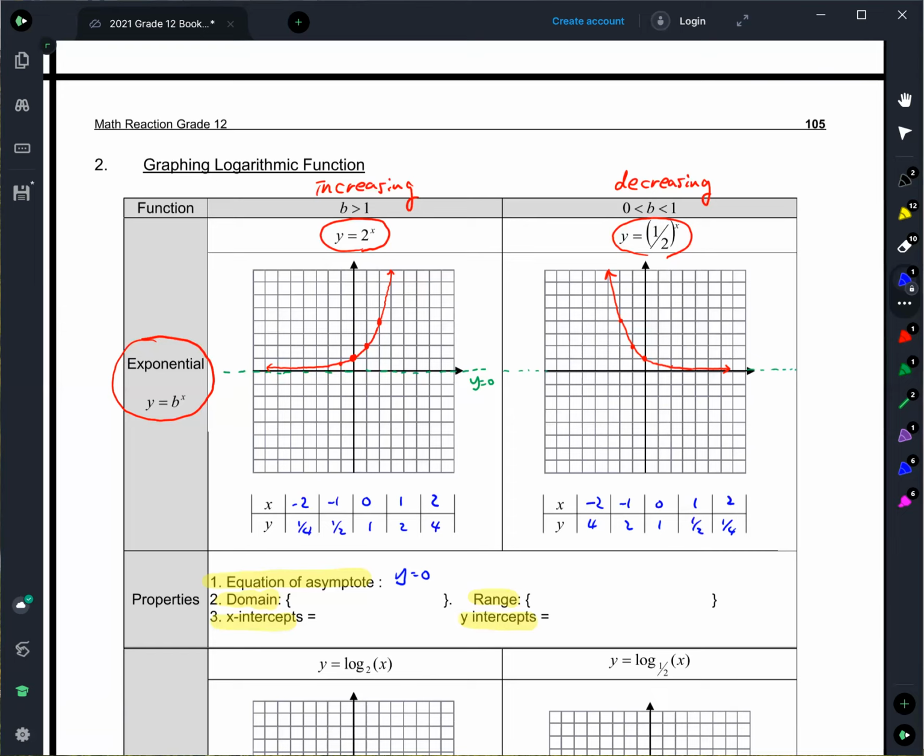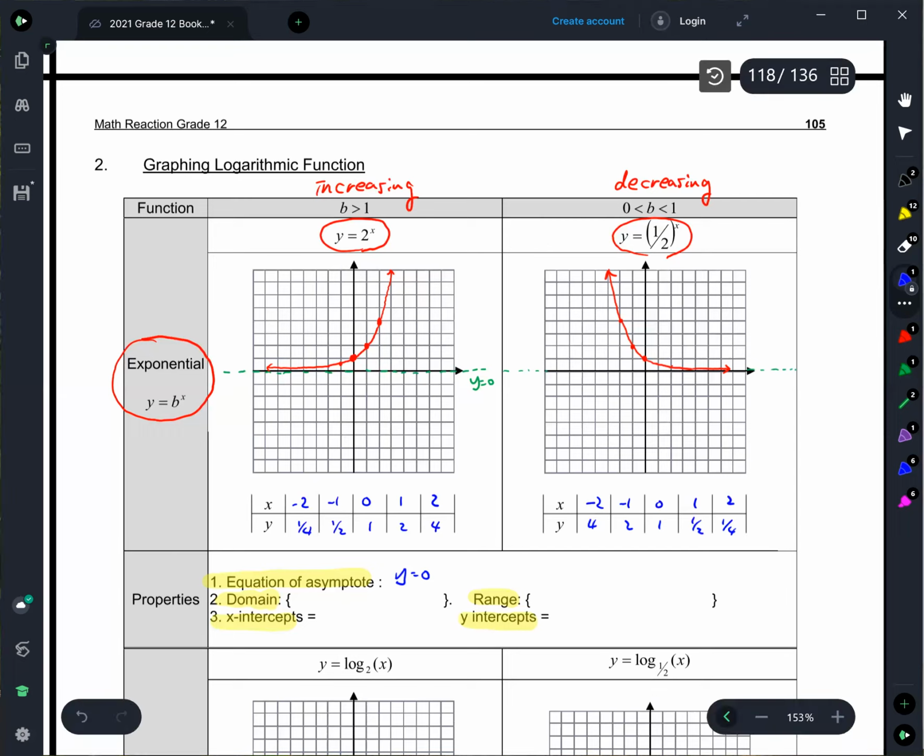Hey, Jason, Jenny, can you explain the equation of asymptote, please? Okay, equation of asymptote is where the graph is getting closer and closer to. So in the graph, I show it with the green line, and that line, because every point on that line, the y coordinate is always 0. So that's why it's called y equal to 0.